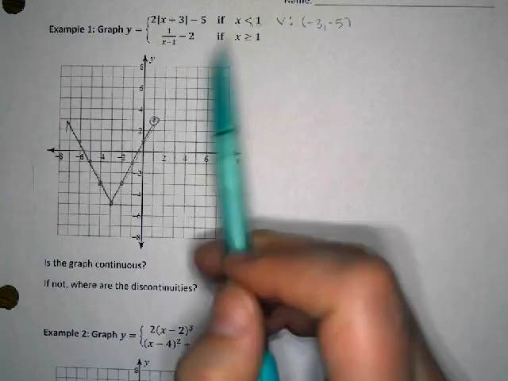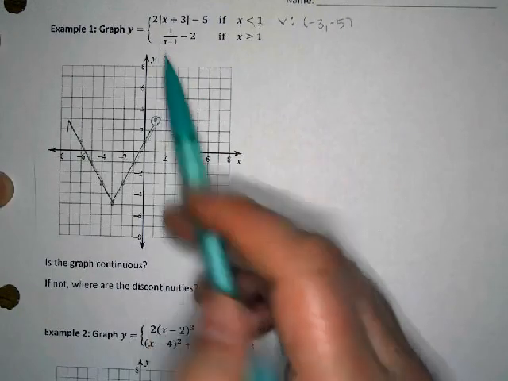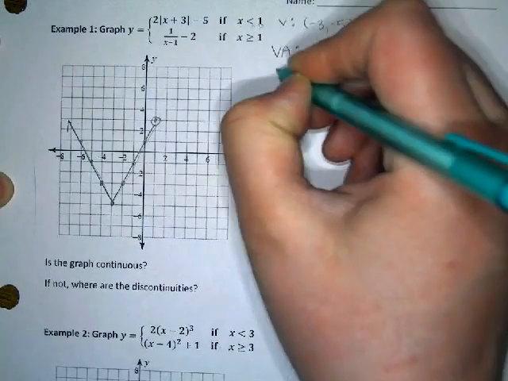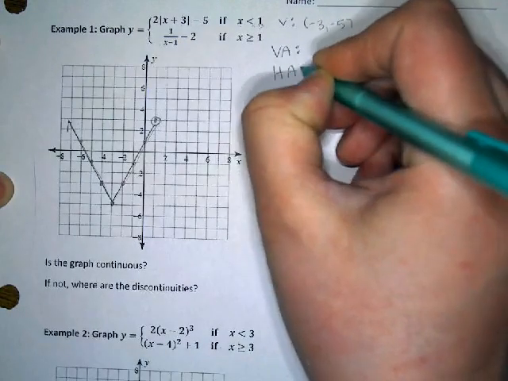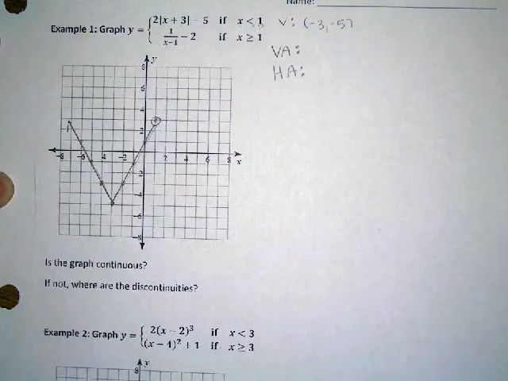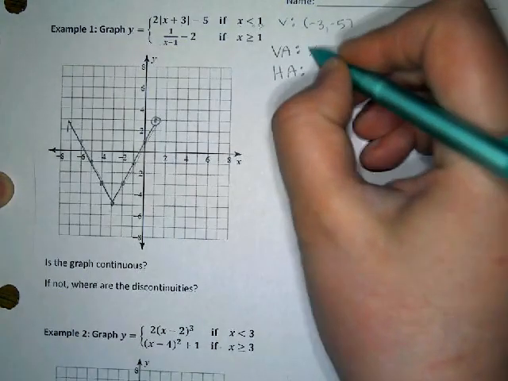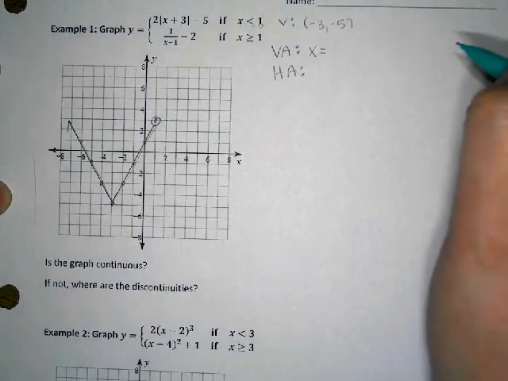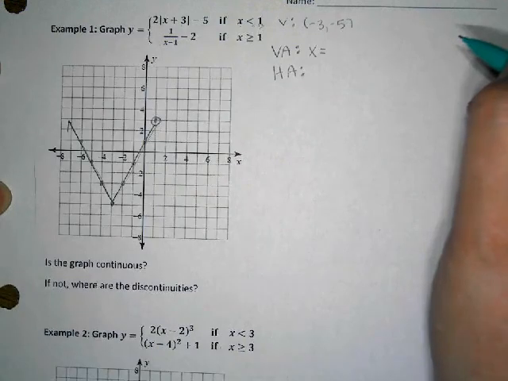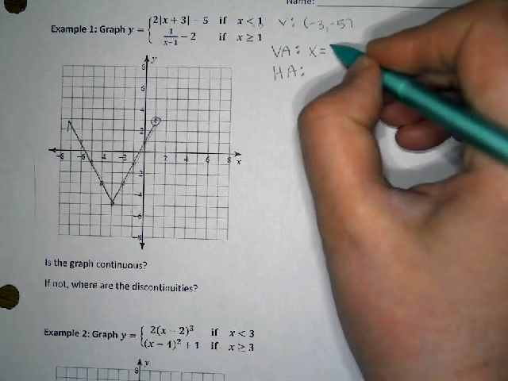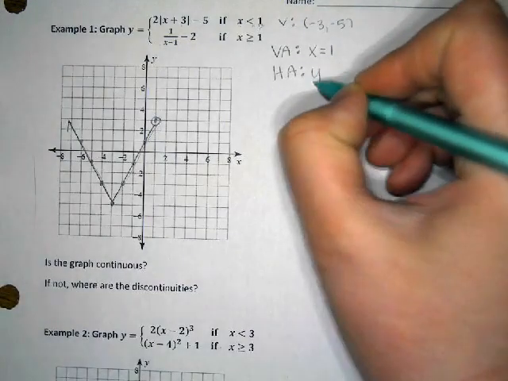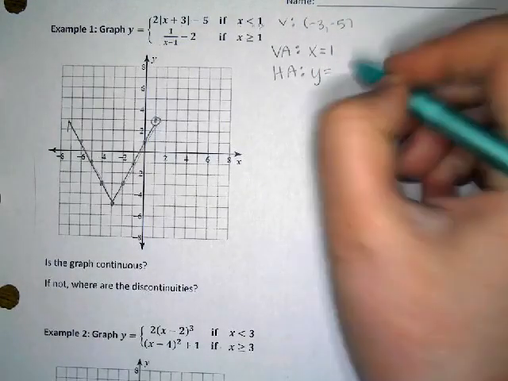Okay, the next one is a rational graph, which means it has a vertical asymptote and a horizontal asymptote instead of having a vertex or a locator point. So the vertical asymptote is at x equals what value? You're close. +1. We always do the opposite sign, right? And then the horizontal asymptote is at y equals -2.